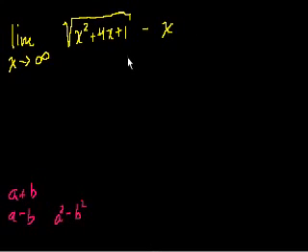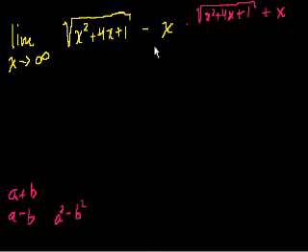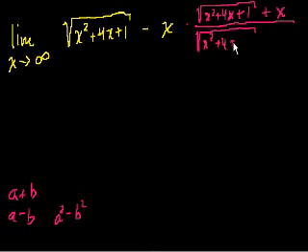But we can't just multiply it, right? We have to multiply it by it over itself, because to not change the value of something, you can only multiply by 1. So let's multiply it by the conjugate, the square root of x squared plus 4x plus 1 plus x, right? That's the conjugate. Instead of minus x, we have a plus x. And we can't just multiply that. We have to multiply by 1, otherwise we would be changing the value. So it's going to be divided by the same thing: the square root of x squared plus 4x plus 1 plus x.